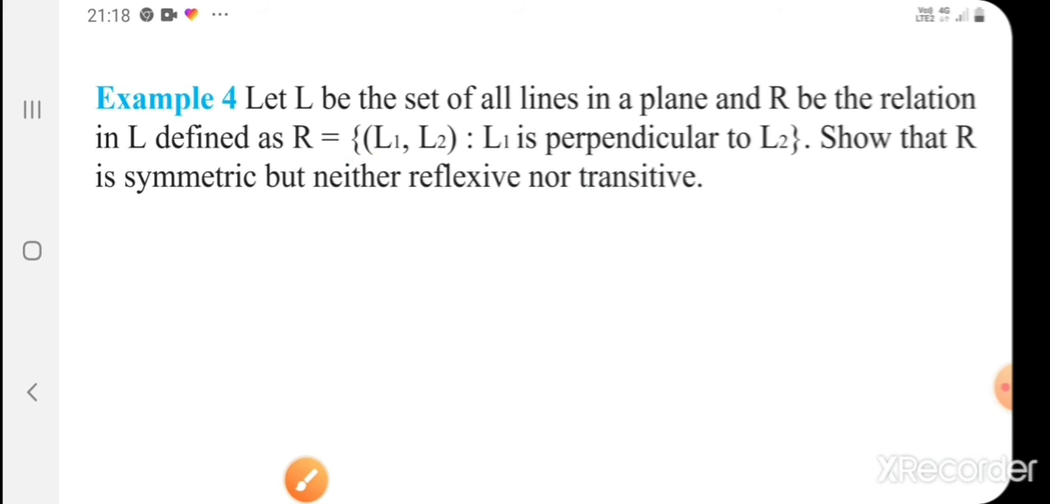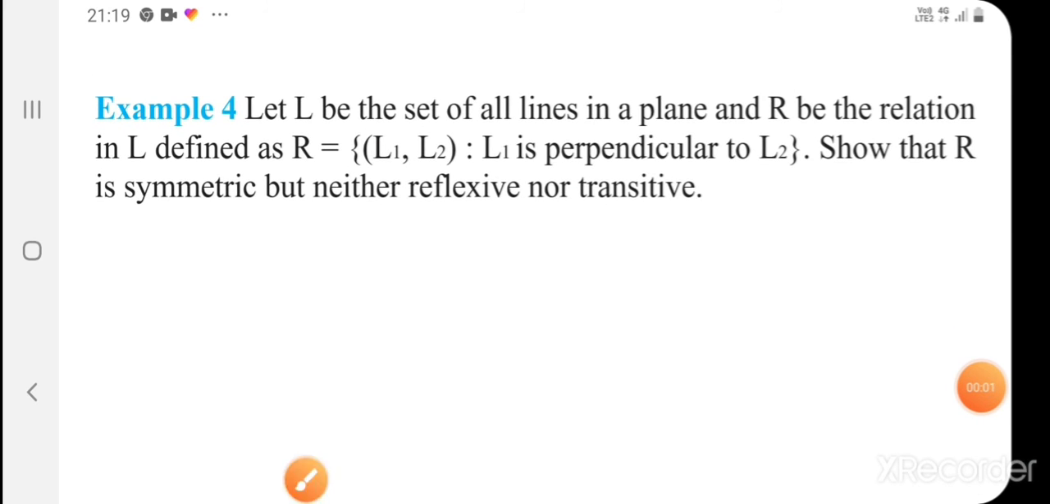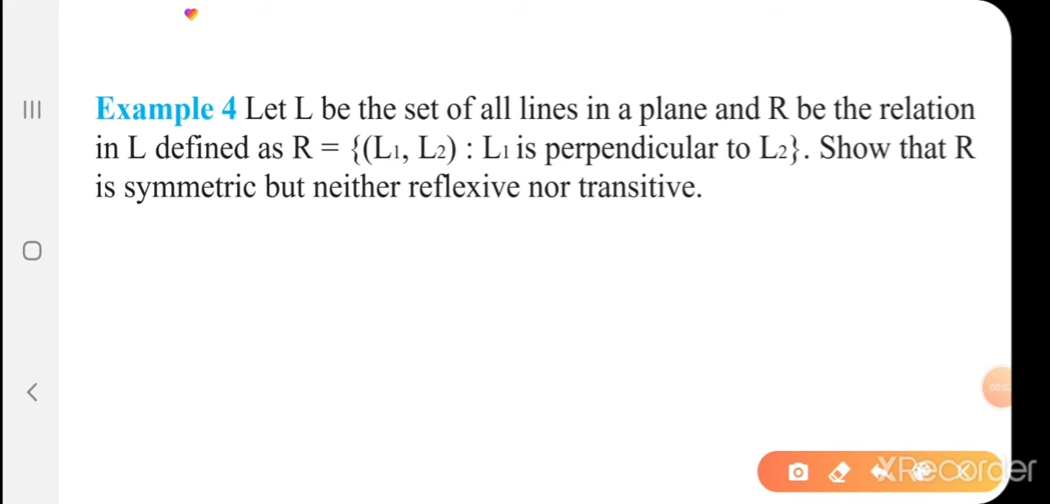You see here, take L1. The line L1 can never be perpendicular to itself. So L1 is never perpendicular to L1, so L1 is not related with L1. So it is not reflexive.